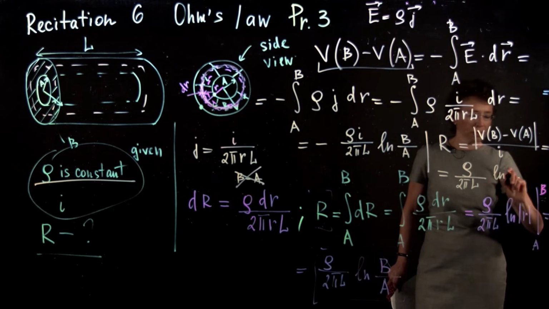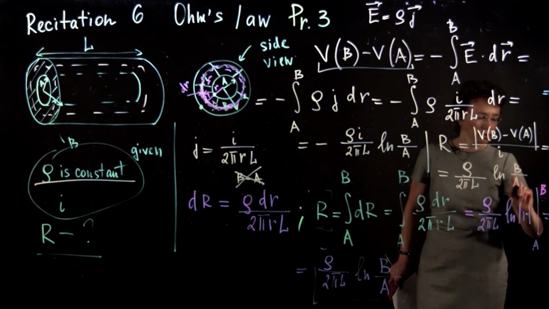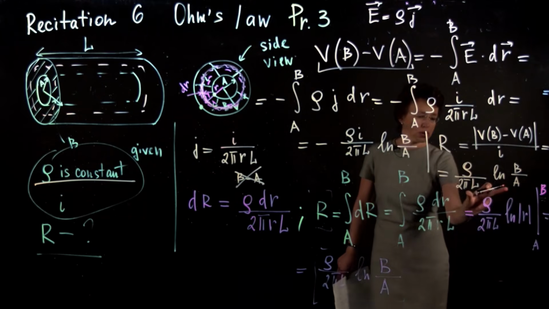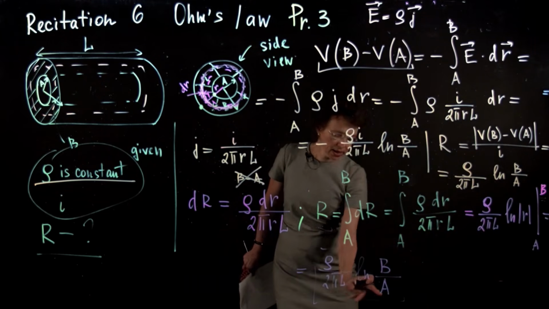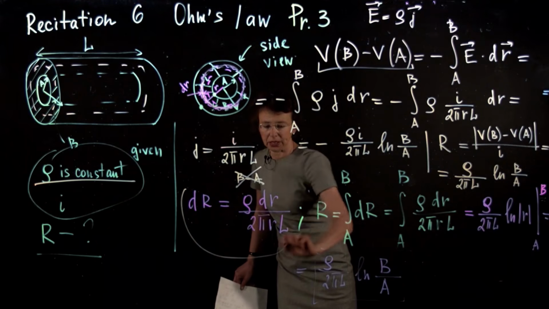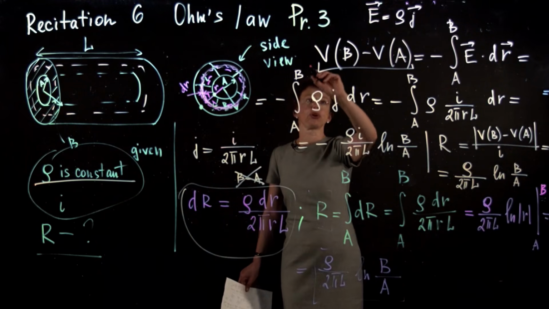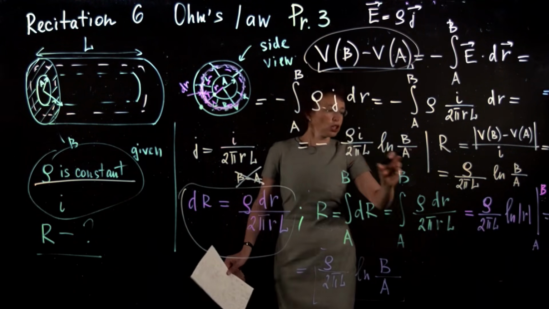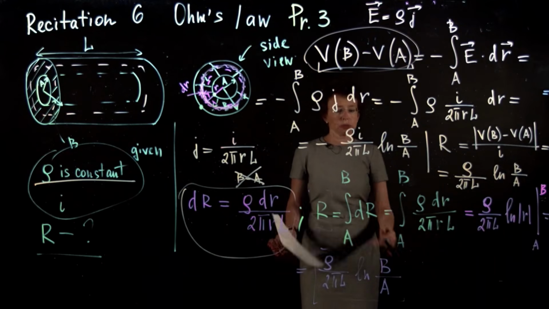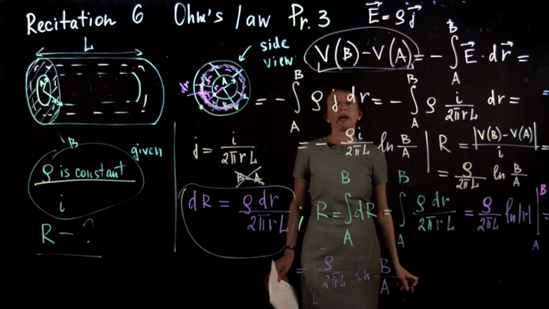And of course, this is the same answer as we obtained by using this method. So those are two different methods to find the resistance. I explain both of them because both of them are very useful.